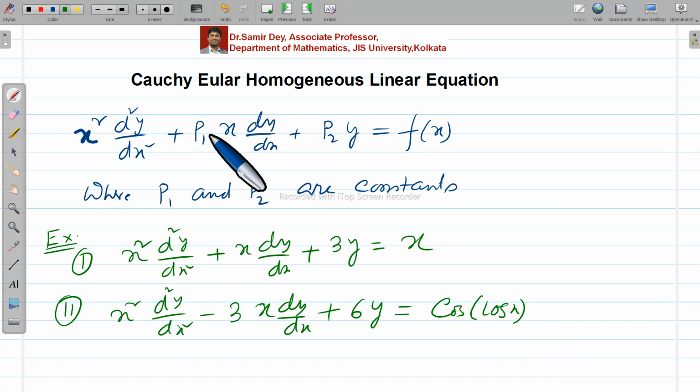Now you can see what p1 is here. Here p1 is 1. What is p2 here? 3. For the second problem, what is your p1? p1 is minus 3. And what is your p2? p2 is 6. So here the right-side function in the first is x, and in the second problem it is cos of log x. Now I am going to solve these two problems one by one.